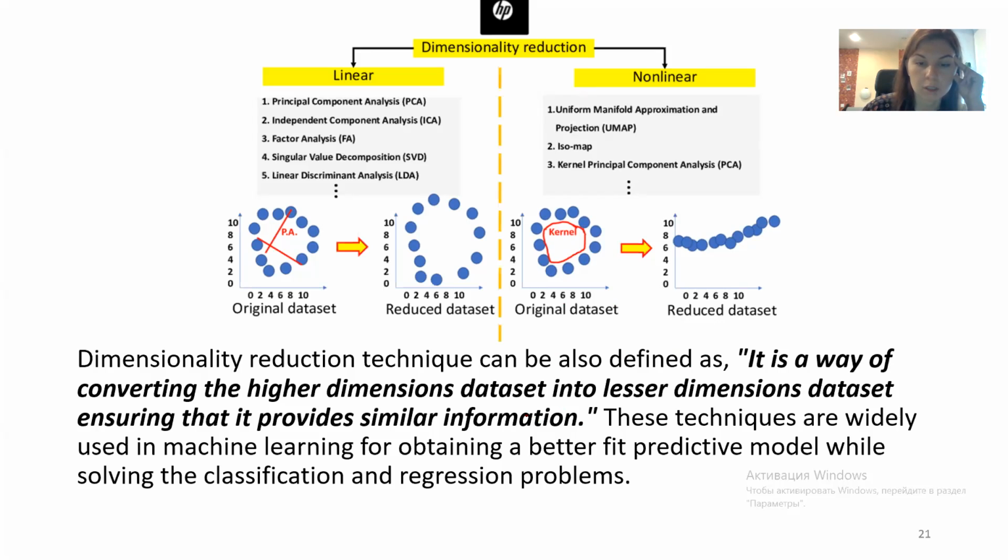Actually, the dimensional reduction technique can also be defined as a way of converting a higher-dimensional dataset into a lower-dimensional dataset, ensuring that it provides similar information. It's really important. These techniques are widely used in machine learning for obtaining a better-fitting predictive model while solving classification and regression problems. So before classification, clusterization, and regression, it's really good to think about reduction of feature space.